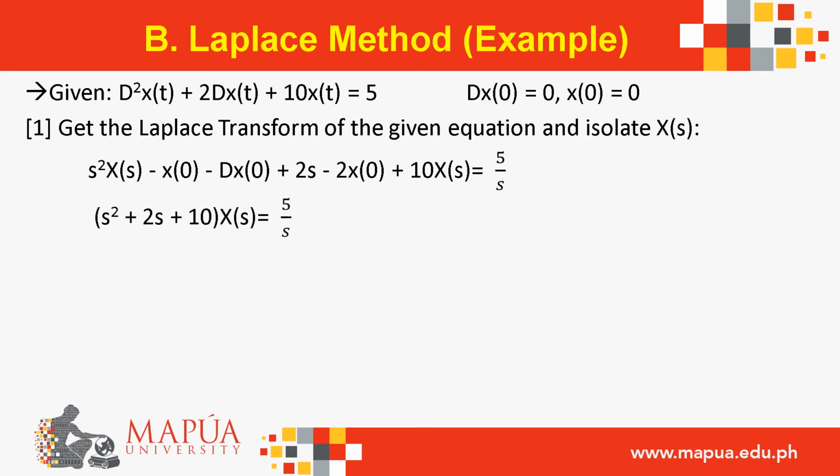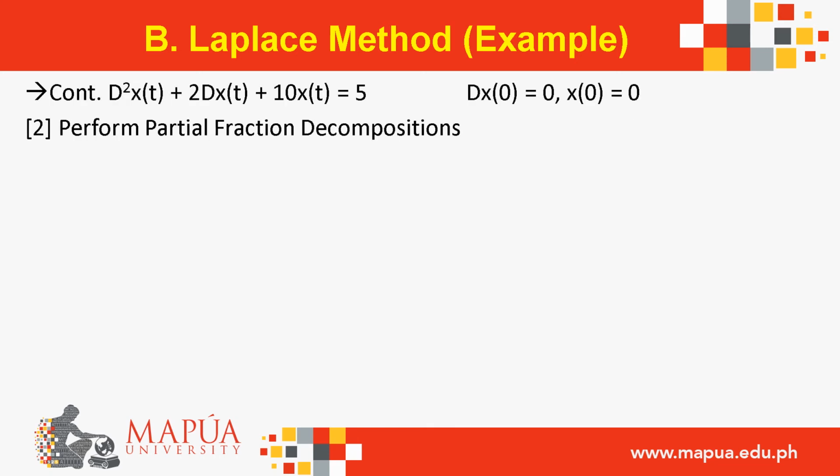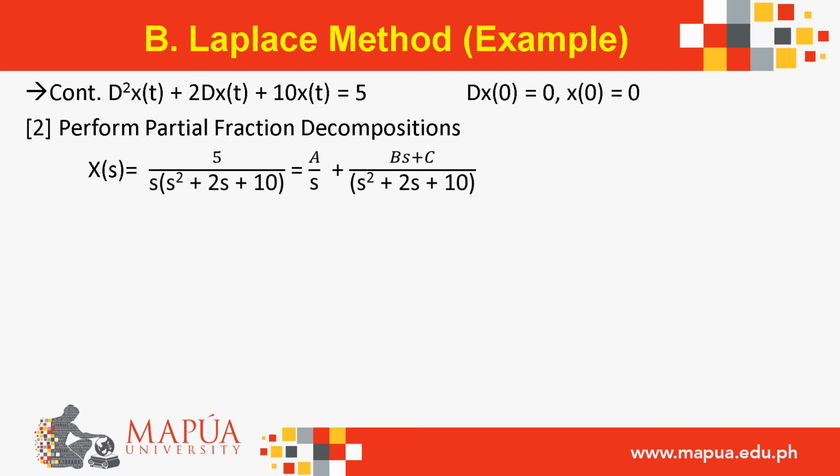Combining similar terms, we will obtain (s squared plus 2s plus 10) multiplied by x of s equal to 5 over s. Transposing, x of s will be 5 over s multiplied by the quadratic equation s squared plus 2s plus 10. After obtaining the equation of x of s, we will now perform partial fraction decomposition. We will partially decompose the denominator of the given equation. 5 over s multiplied by (s squared plus 2s plus 10) will be equal to a over s plus (bs plus c) over the quadratic equation s squared plus 2s plus 10.